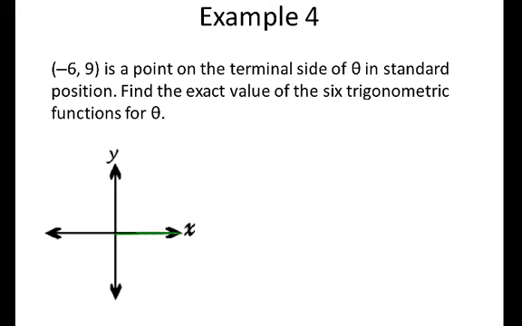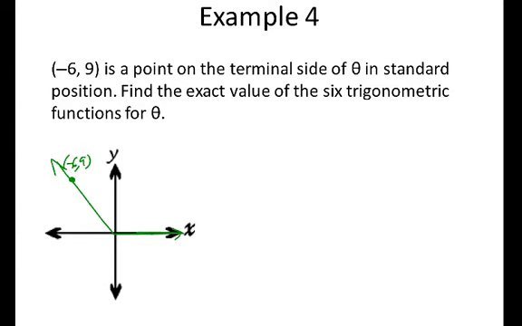So drawing this in here, there's our initial side. (-6, 9), that's somewhere over in this quadrant, maybe up there. The nice thing is our picture doesn't need to be drawn to scale. So this is the point (-6, 9).